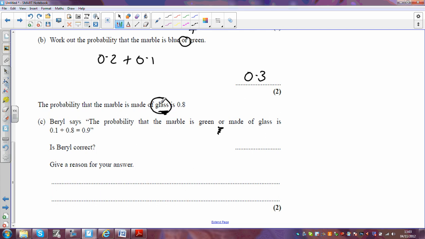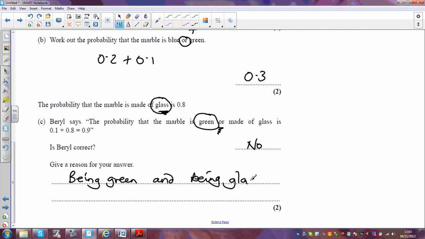Now, in this case, a marble could be glass and it could be green, but there's a strong possibility that a marble could be both green and made of glass. So in other words, being green and being made of glass don't rule each other out. So I would say here, is Beryl right? Probably not. She could be if there were no green glass marbles. But the reason for that is, I would say, something along the lines of being green and being glass are not mutually exclusive.